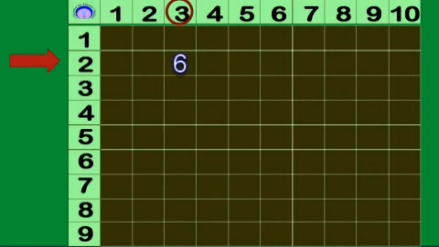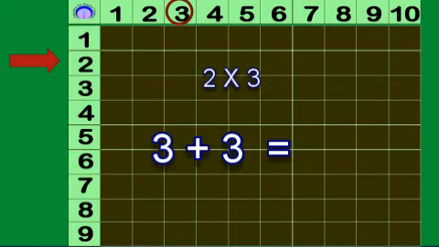The answer is 6. For those who don't know how to multiply yet, we will just use repeated addition. For example, 2 times 3. The total number of the two groups is equal to 6. Let's continue.